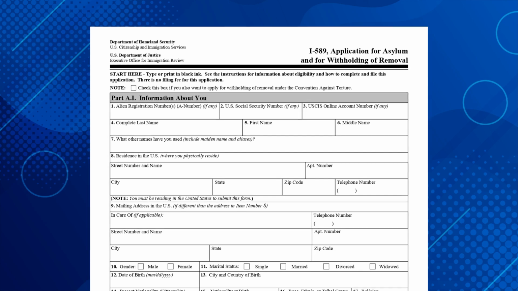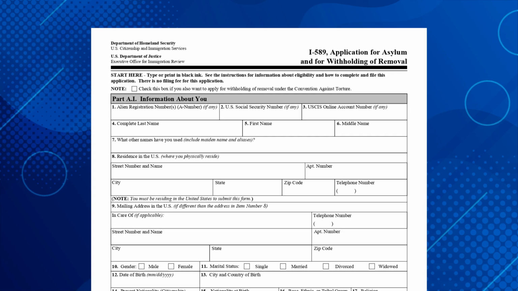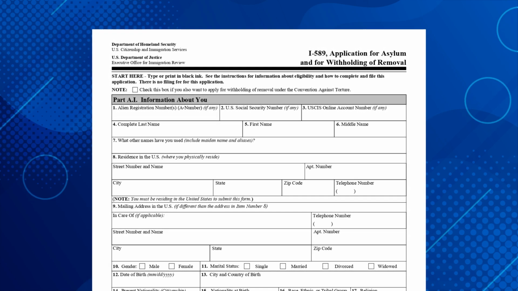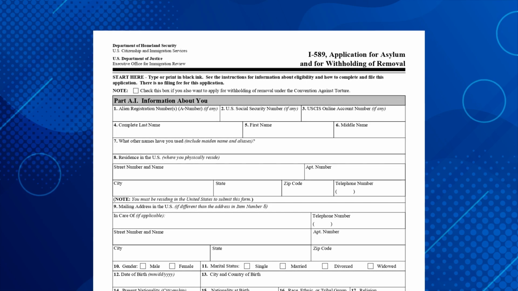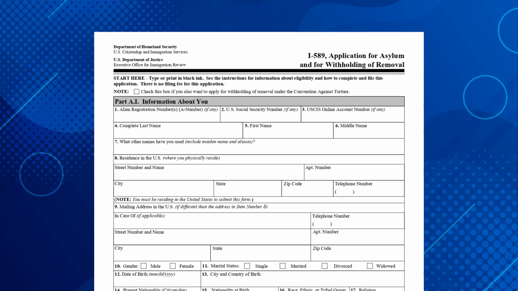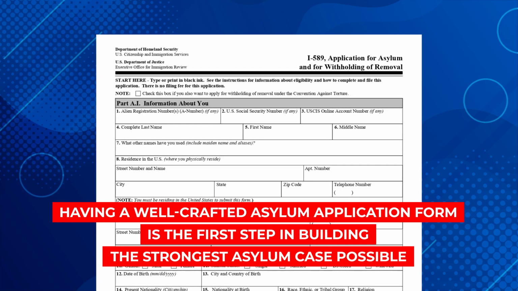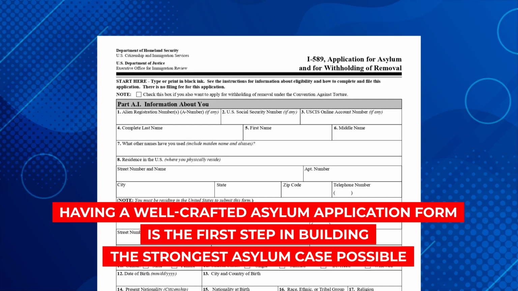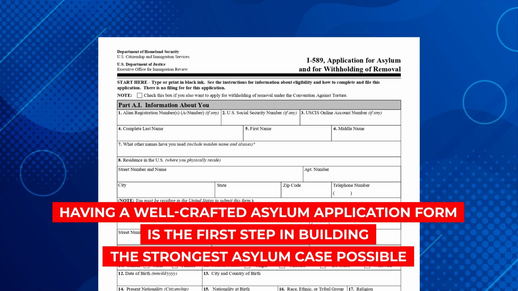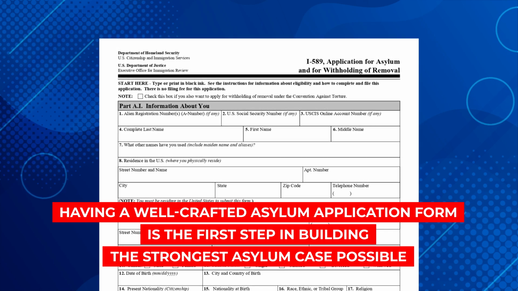All right, we're not going to go much further in this training on the logistics of applying for asylum, but are instead going to turn in just a minute to the application form itself. I want you to know what it's asking of you and how to frame your case so that you can get things started on the right foot. Having a well-crafted asylum application form is the first step in building the strongest asylum case possible so that you can win your case, so that you can stay safe and build your future in America.